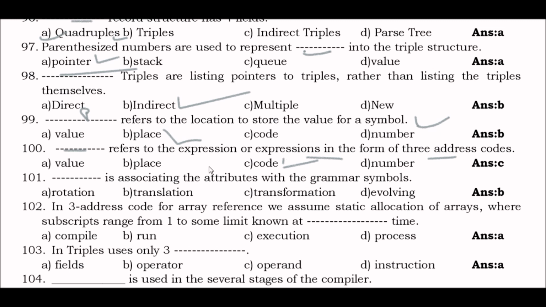Next question. Blank space is associating the attributes with the grammar symbols. The right answer here is option B, translation. Translation is associating the attributes with the grammar symbols. Next question.